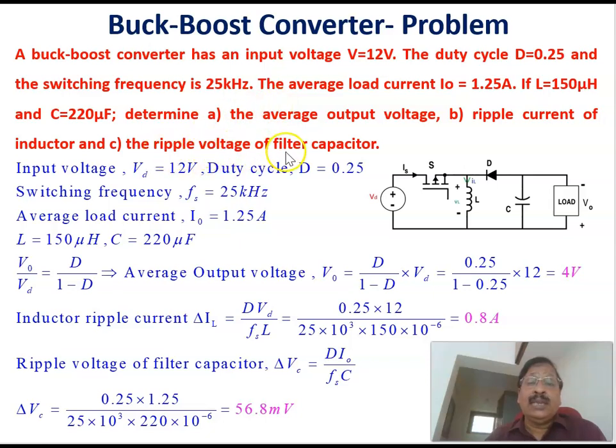Third case, the ripple voltage of the filter capacitor. The ripple voltage delta Vc equal to D I0 divided by Fs into C. D equal to 0.25, I0 1.25 amperes, Fs equal to 25 kilohertz, and 220 microfarad, 220 into 10 raised to minus 6, it is equal to 56.8 millivolt. Therefore, this is the ripple voltage across the capacitor. This is the ripple current through the inductor, delta IL, and the average output voltage magnitude equal to 4 volt. The polarity here plus and here minus.